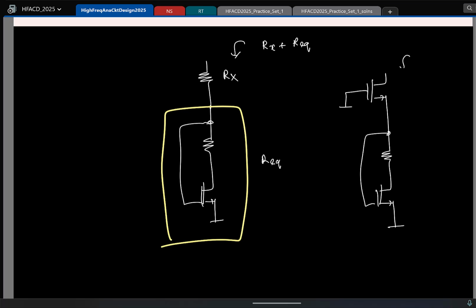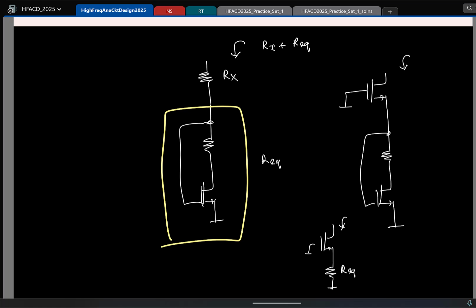this is incrementally short. What is the resistance looking in now? You can replace it like this. I have this guy and then R equivalent. This is basically the cascode configuration. Now you should write it in one shot.